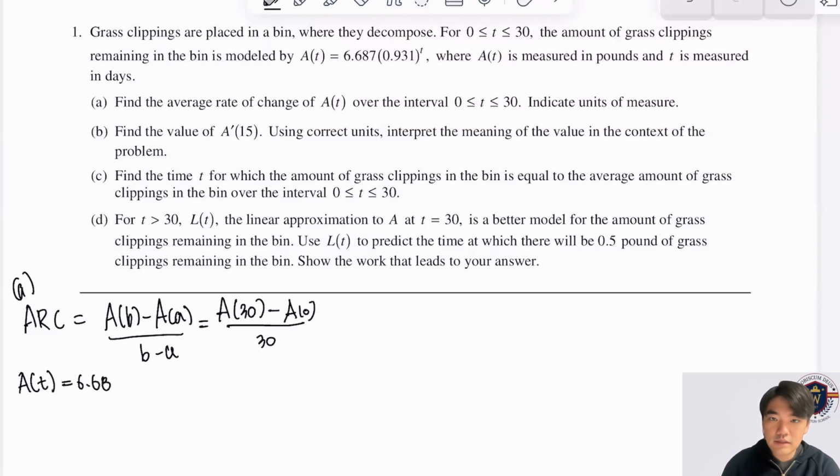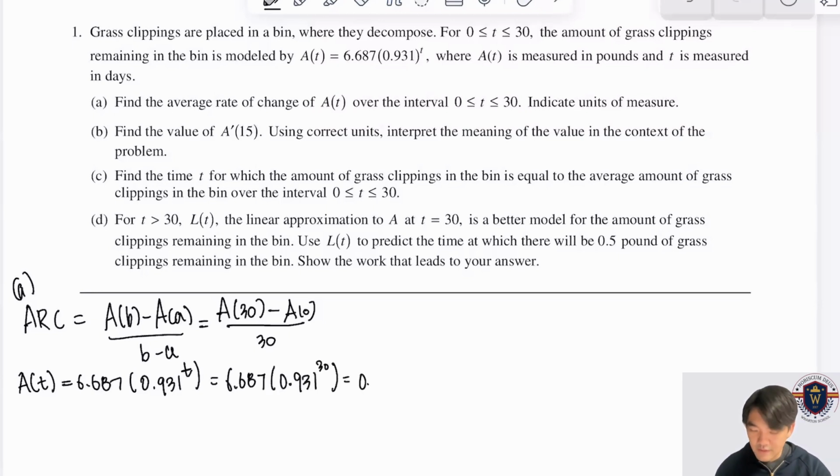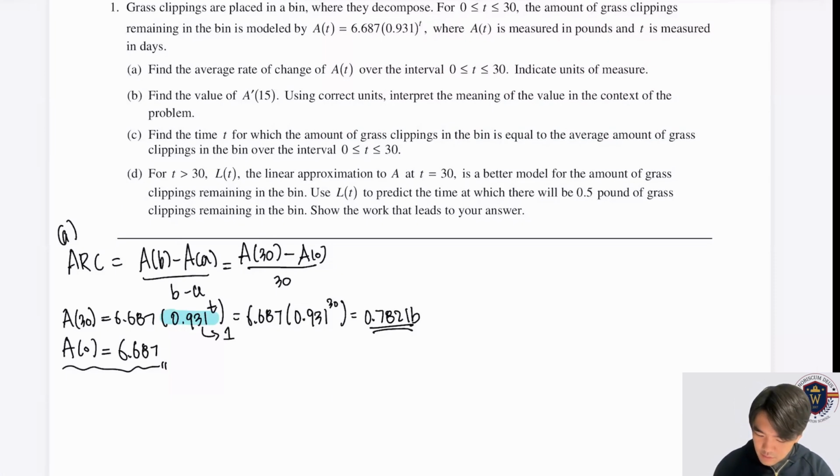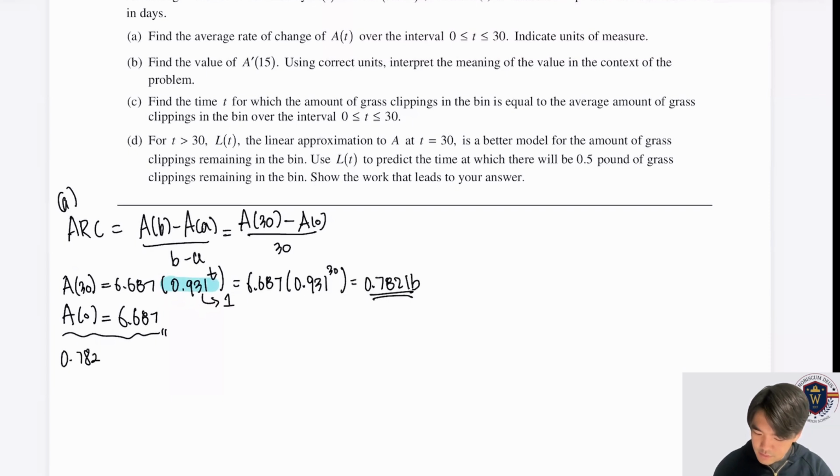Given that A(t) is 6.687 times 0.93^t, we have to use the calculator. If you put 30 in here, that would give us about 0.7829 pounds. And for A(0), the exponential part is equal to 1, because anything to the 0th power is 1, so it will still be 6.687. If you calculate (0.7829 minus 6.687) over 30, this gives us approximately minus 0.197 pounds per day.